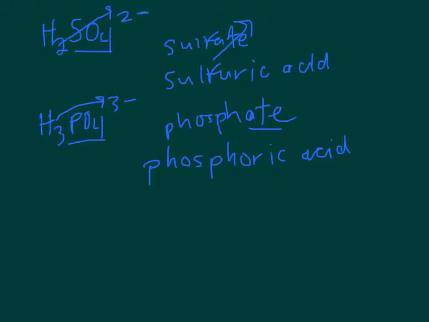Now let's try another one. How about HNO3? We look up NO3, it's nitrate, and nitrate turns into nitric. So the ate turns into "ic," and we got nitric. Don't forget your acid, Miss A.